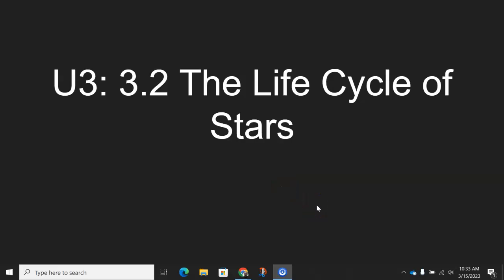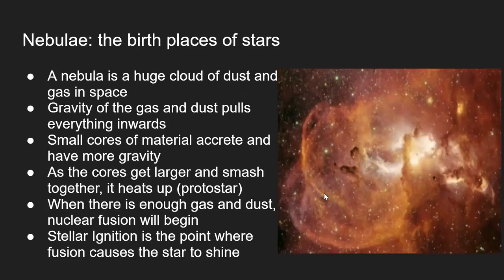All right, here we go in 3.2 with the life cycle of stars. This is where things get a little bit crazy. So we'll start off with where they're born. They are born in what are called nebulae. That first word is the plural. Otherwise, it's known as a nebula.